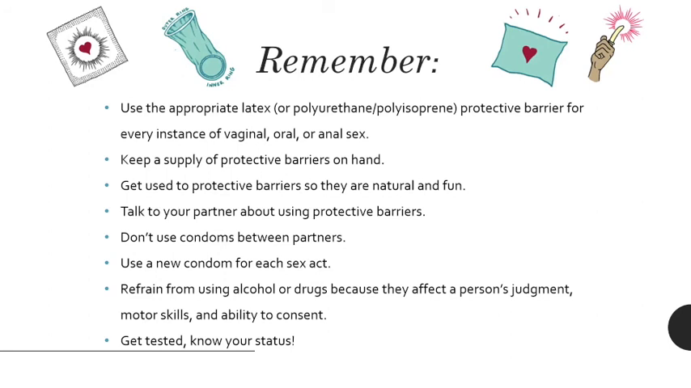Get used to protective barriers so they're natural and fun. So it feels normal to use them. It's not anything awkward or uncomfortable. If you're using them regularly, it'll just be part of the process. Next, talk to your partner about using protective barriers. You want to make sure that you're keeping open communication with your partner, seeing where they stand. Maybe there's a kind of barrier that they prefer using or one that you prefer using. So having that communication will definitely help make sure that you're on the same page.